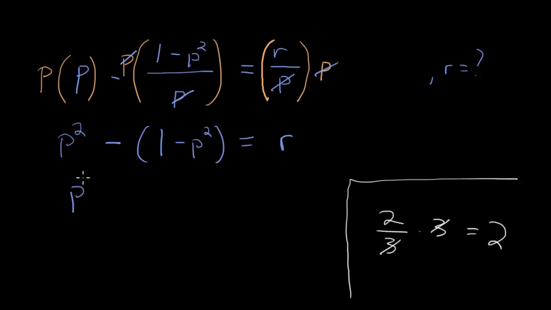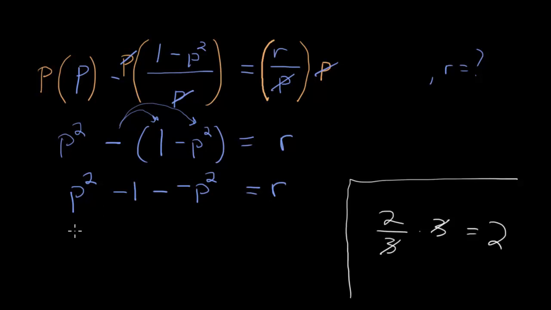Still got my p squared, and got to figure out what to do with these parentheses. I've got minus something in parentheses. That means I have to distribute my negative to each of the terms in there. So distributing to the 1, I just have minus 1. And then distributing to my minus p squared, I have minus p squared. This whole thing equals r.